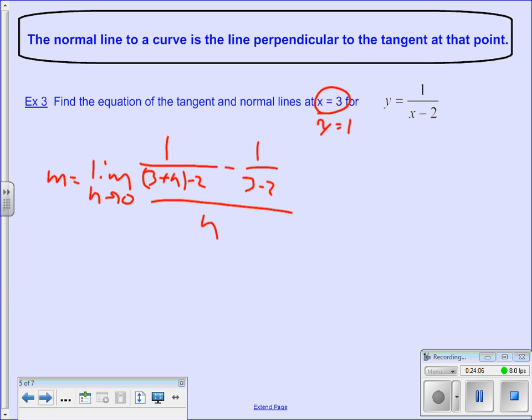Once again, you're ready to flex your algebra muscles because we're going to do it. Where did the 1 over 3 plus H minus 2 come from? F of A plus H: A is 3, so 3 plus H. So it's 1 over where X is equal to 3 plus H. Okay, first step, start to simplify. Limit as H approaches 0 of 1 over 1 plus H minus 1, all over H.